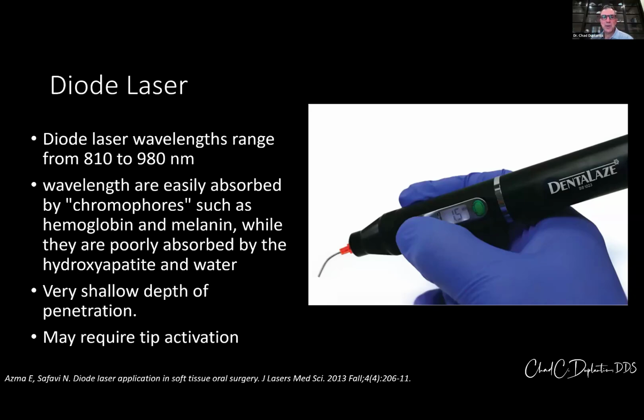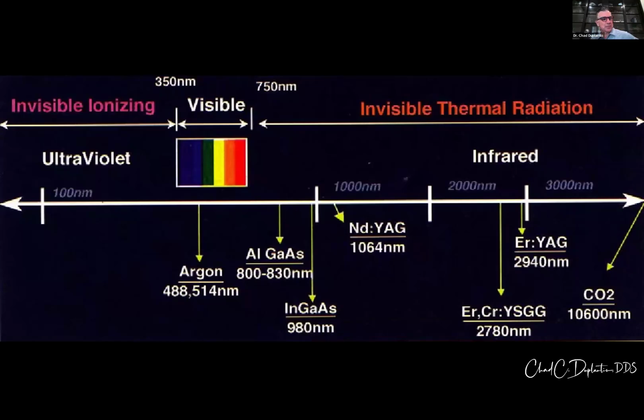They're easily absorbed by chromophores, and the chromophores that are absorbed by the diode lasers are hemoglobin and melanin, but they are poorly absorbed by hydroxyapatite and water. Therefore, this is not a good hard tissue laser. As a matter of fact, it's not going to have a desired effect on hard tissue because it is absorbed by hemoglobin and melanin. These lasers have a very shallow depth of penetration, and for certain procedures, as a matter of fact, the majority of procedures, they will require activation of the tip, which once again, we will talk about in just a few minutes.